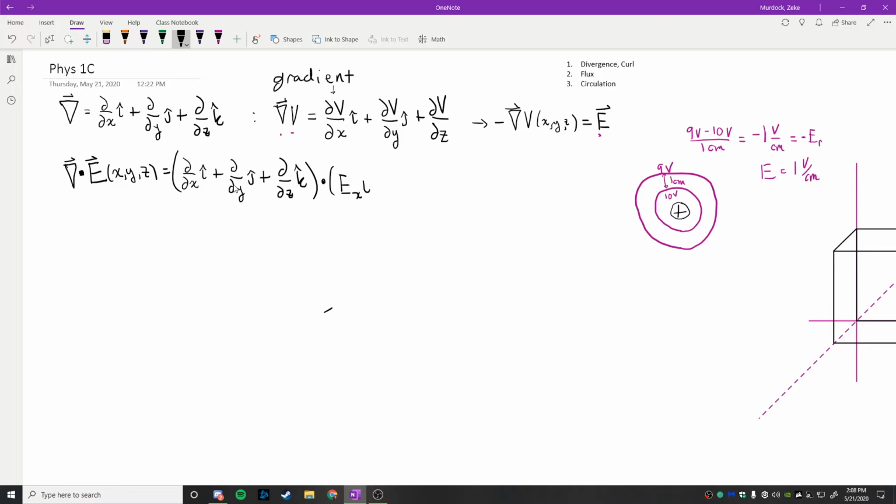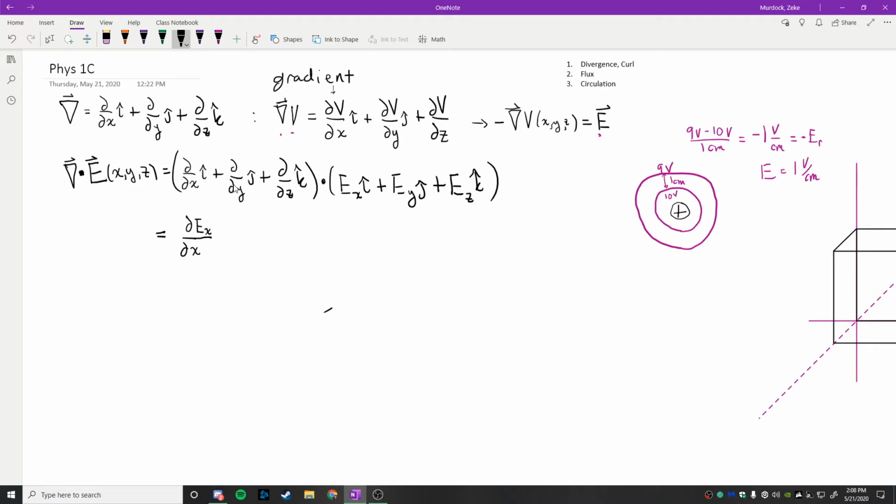It's going to be Ex times I hat plus Ey, the Y component of the electric field, times J hat plus the Z component of the electric field times K hat. Any vector can be written like this, whether it's a vector field or not. So then if I take the dot product of these two things, right, what I'm going to get is del X I hat dot product with this is going to give me basically del X of the X component of the electric field.